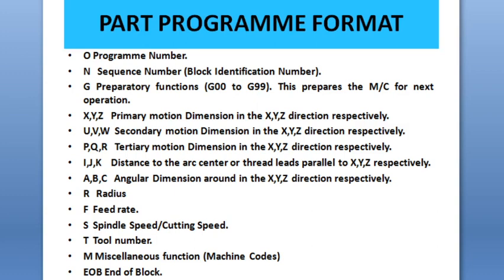X, Y, Z are the primary linear axes. U, V, W are secondary motion dimensions in the X, Y, Z directions. P, Q are tertiary motion dimensions along the X, Y, Z directions. I, J, K are the distance to the arc center or thread leads parallel to the X, Y, Z axes respectively. A, B, C are rotary axes along the X, Y, Z directions. R represents radius, F feed rate, S spindle speed, T tool number, M miscellaneous function, and the end of block.